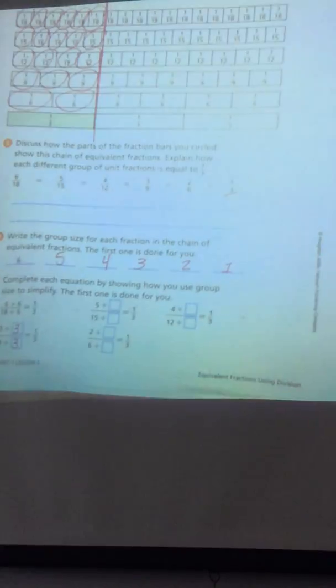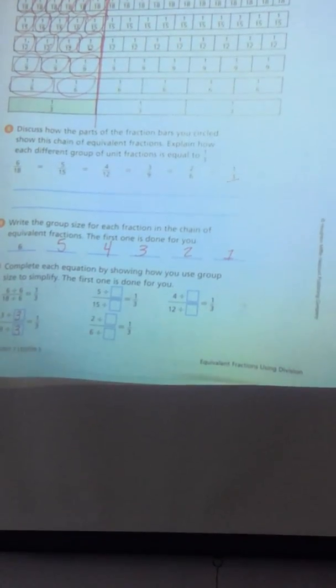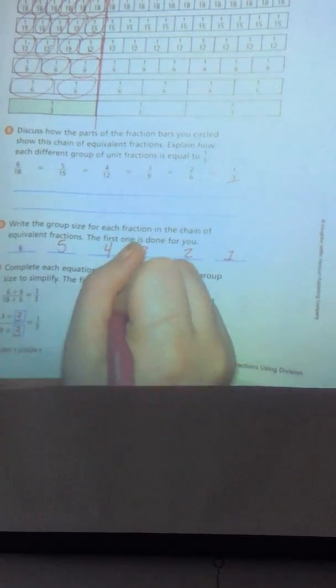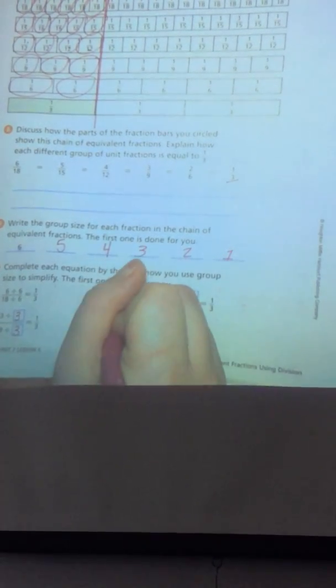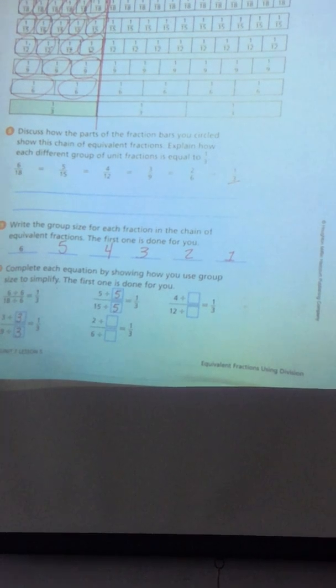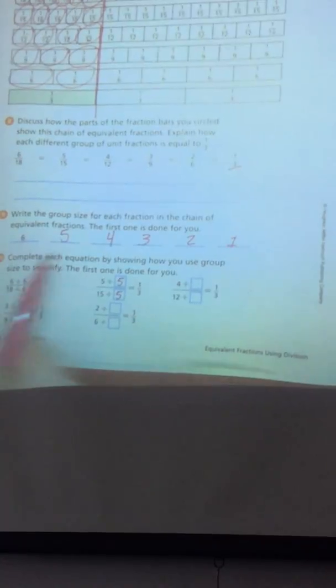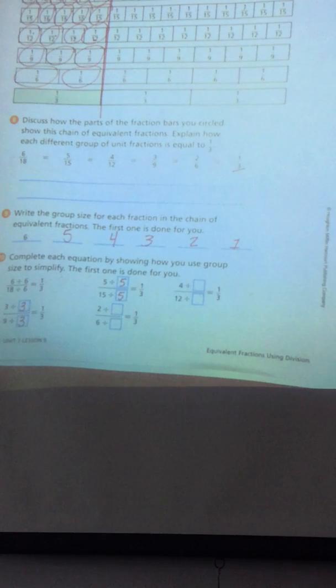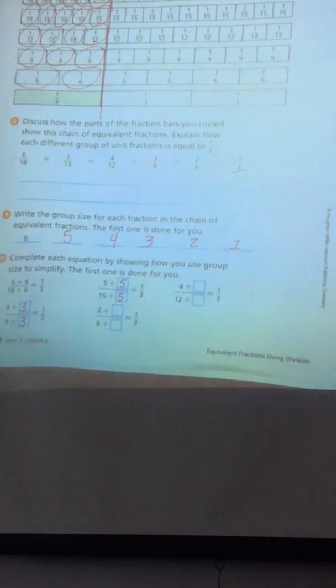So let's think about this one. 5 divided by what equals 1? Okay, you should have said 5. Which also tells us we got to divide by 5 down here. And 15 divided by 5 equals 3. Now, I want you to think about the next two on your own, and then we'll go over it together.